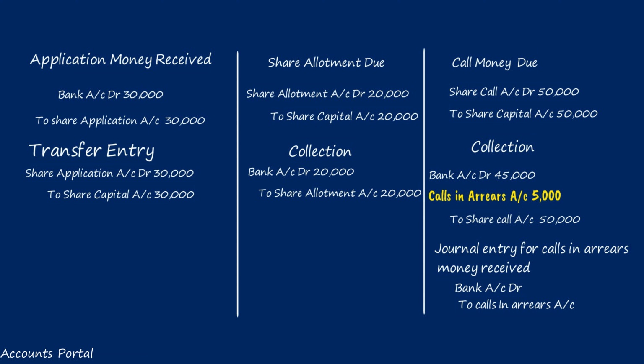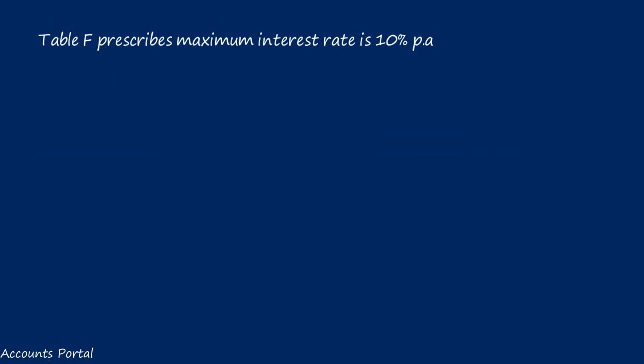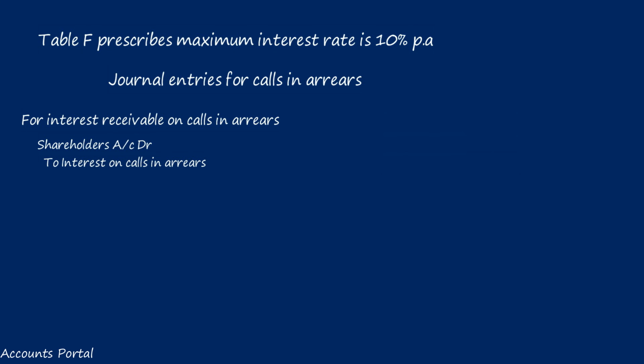Listen, my dear lovable students. Apart from paying the calls in arrears, shareholders have to pay interest to the company from the date the call money was due to the date the money is finally received. As per the Companies Act 2013, Table F prescribes a maximum interest rate of 10% per annum on calls in arrears. However, directors have the power to waive it. Entries for interest receivable on calls in arrears: shareholders account debit to interest on calls in arrears account. For interest received: bank account debit to shareholders account.